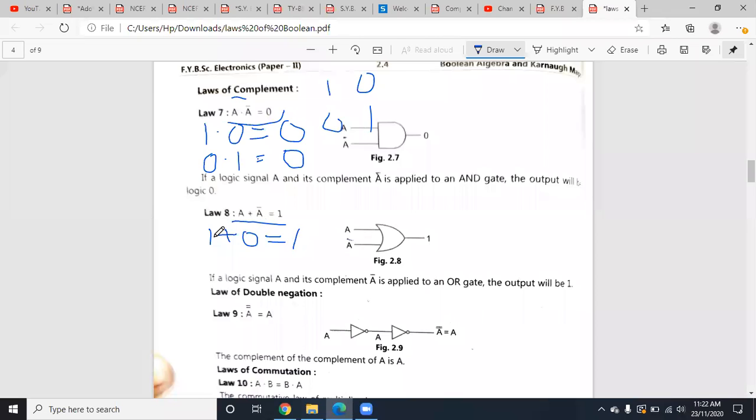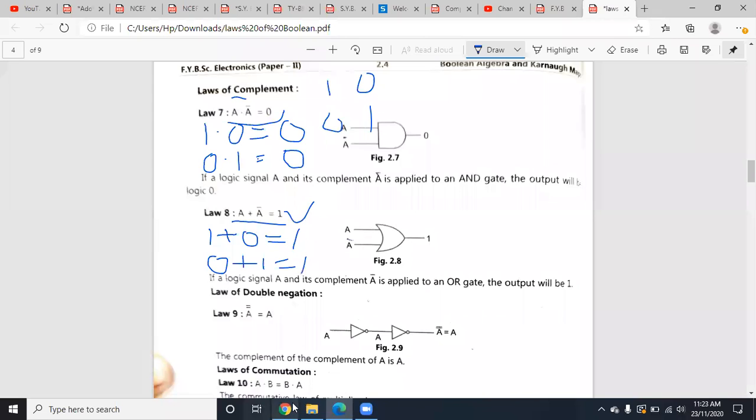We consider variable A is equal to 1, and if we are adding that 1 with its own complement, that is 0, 1 plus 0 is 1. Now if I consider A is equal to 0, what will be A bar? 1. What is 0 plus 1? 1 only, right? This law is proved.